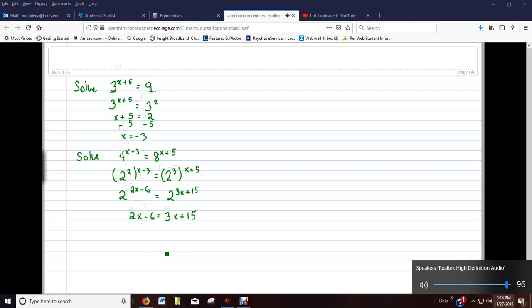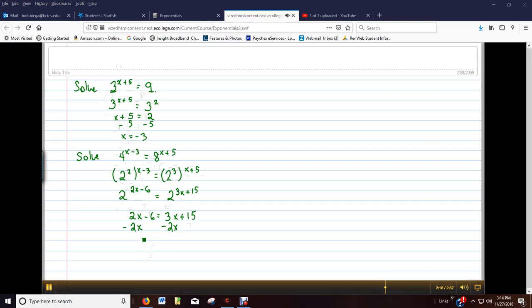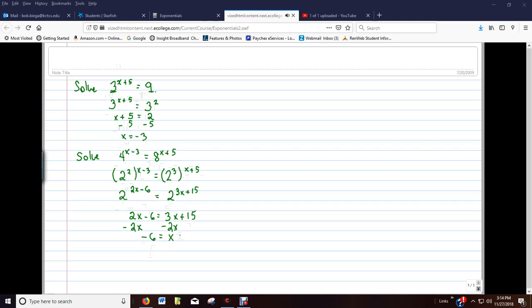So let's solve this equation. First, I'll move the 2x. I'll still have a negative 6 on the left, and 3x minus 2x is just x. And then I'll move my 15, and I get x is negative 21.